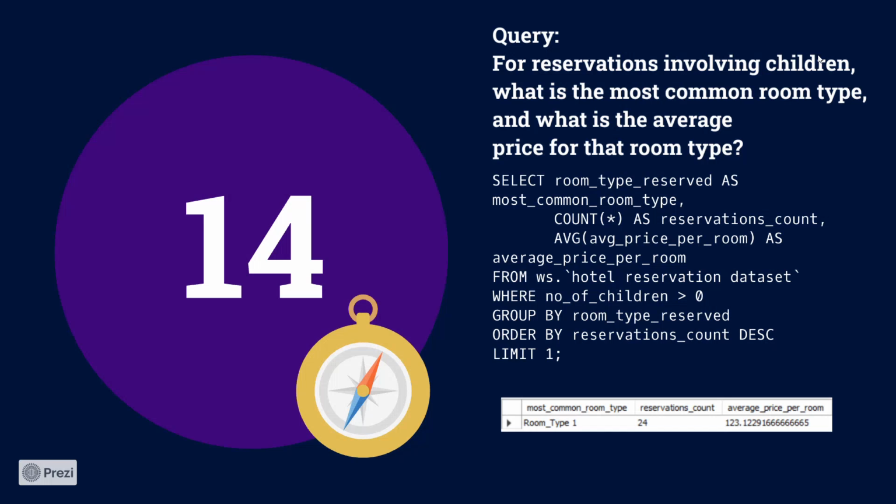In my 14th query, for the reservations involving children, what is the most common room type and what is the average price for the room type? I selected the room type reserved column as the most common room type and the count of all the columns, and the average of the average price per room column as average price per room from the dataset where the number of children had to be greater than 0. It was grouped by room type reserved and ordered in descending order.